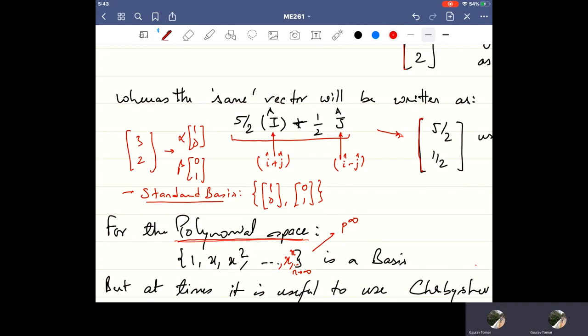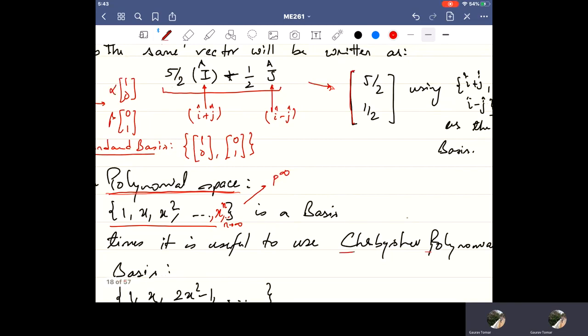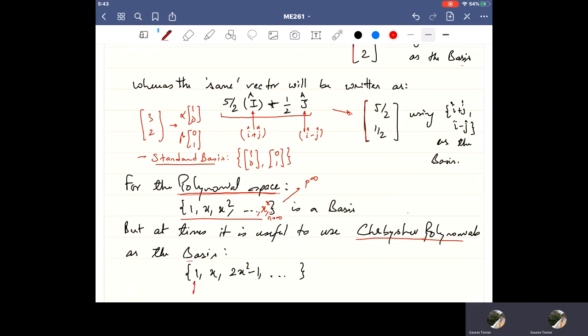Now we can take up an example. Instead of this basis 1, x, x square, x to the n, sometimes people use very fancy polynomials. One of the fancy polynomials that people use is the Chebyshev polynomial. I don't know if you have heard about it. They look like this. The first Chebyshev polynomial is 1, the next one is x, and the next one is not x squared but 2x squared minus 1, which you can see as a linear combination of x squared and 1.